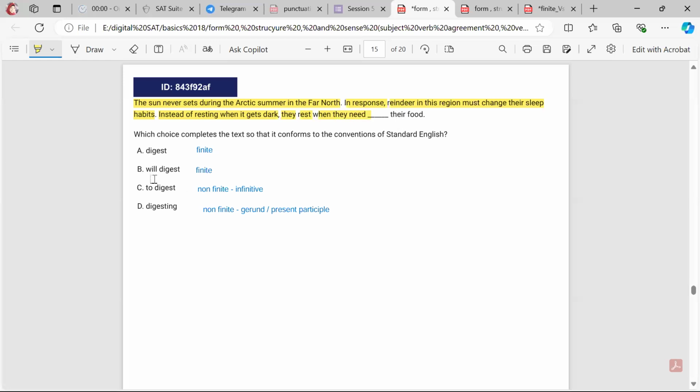Digest, or will digest, or to digest, or digesting their food. Try each option. When they need digest their food, or when they need will digest their food, or when they need to digest their food, or when they need digesting their food. What do you think the best answer is? Now, answer in the group, please. The WhatsApp group.